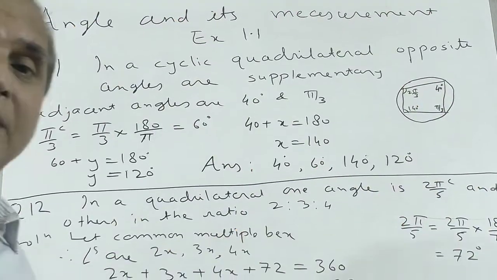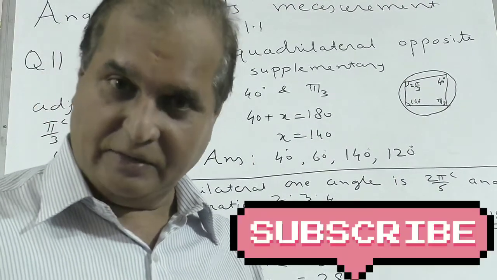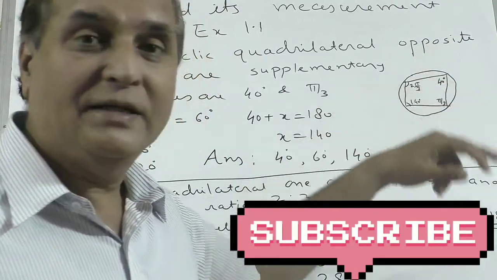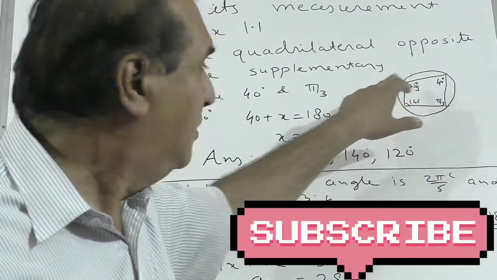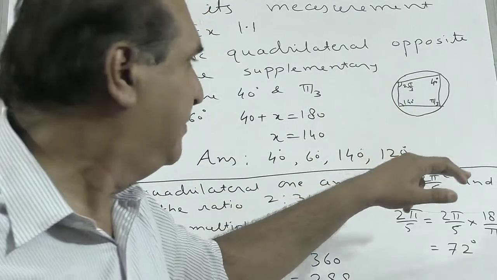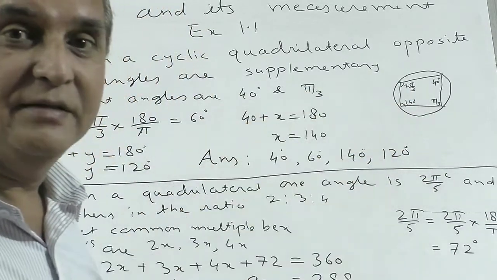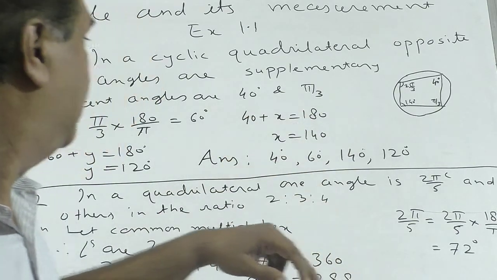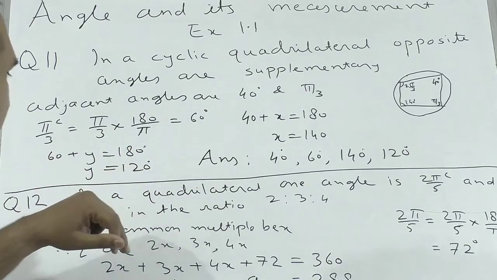Okay, sum number 11. Cyclic quadrilateral, you understand? Opposite angles are supplementary. In a circle, 2 adjacent angles are given. You have to find the opposite angles and give the answer with all the angles in degrees. One angle is 40 degrees, the other is pi by 3 radian. So pi by 3 radian we will convert to degrees. Pi by 3 radian is 60 degrees, pi by 3 into 180 upon pi.